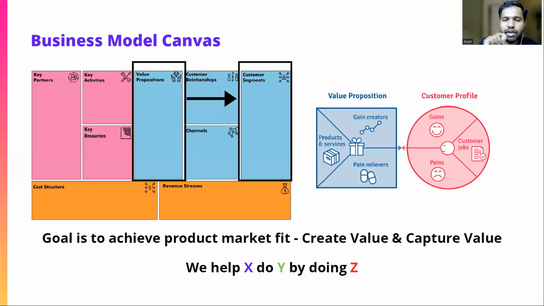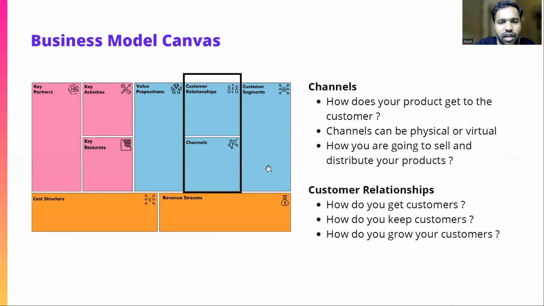So write down all of the value you are providing, and which customer you are targeting, in this business model canvas in these two buckets. And then how are you going to establish relationships with them? How are you going to deliver your product to your customer? What sort of channels are you going to use, whether you are going to use any e-commerce platforms, or whether you are going to set up a physical store and sell it? How are you going to get your customers, how are you going to retain all of those customers, how are you going to grow your customers? So what sort of relationship are you going to engage in? You need to consider all of these things.